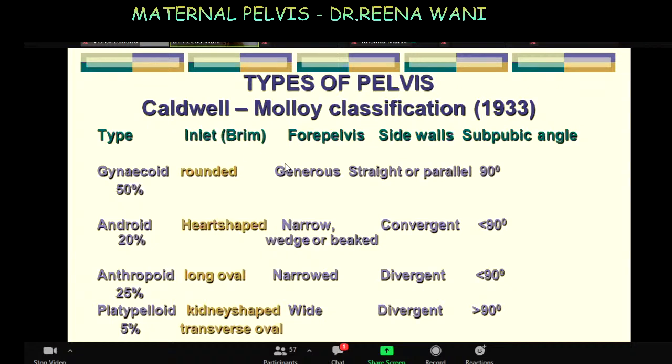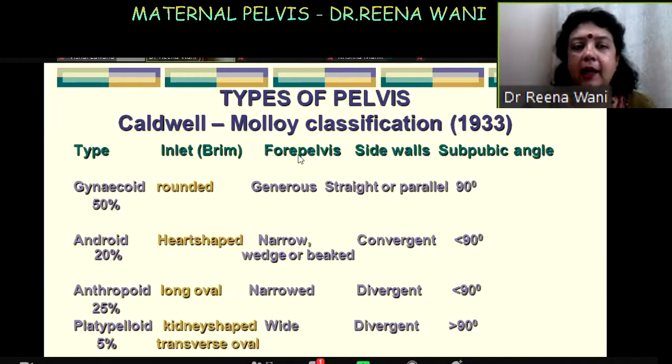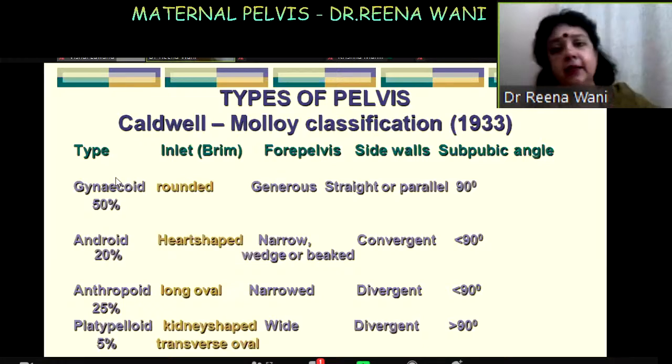And it is more common in certain races. You need to know a little bit about the specific feature of each pelvic type, because this can also be asked as a short note in your theory paper. Based on which race or population you're looking at, the proportion may be different. The percentages given here in the chart are just average across the globe, but it varies from place to place. As a rule of thumb, the female type pelvis usually has a rounded brim. The forepelvis is generous. And in fact, the side walls are not convergent.